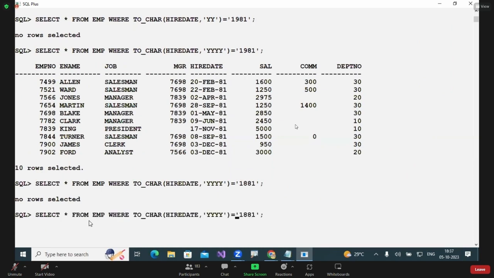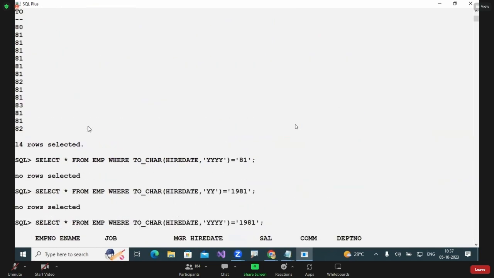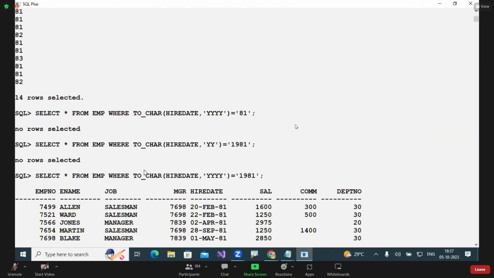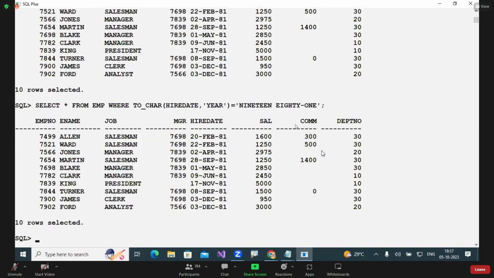This is one way. Second, YY means how many digits? It should give 2 digits, then you will get it: 81 people. Suppose you have to give your plain text format. Year means I already took my years and just copy-pasted without any mistake. Okay, 1981. So come out and see, the format is YEAR, so it doesn't accept this. That's why in place of this one, give the plain text format. So now what is that? 1981. And see, you will get this.